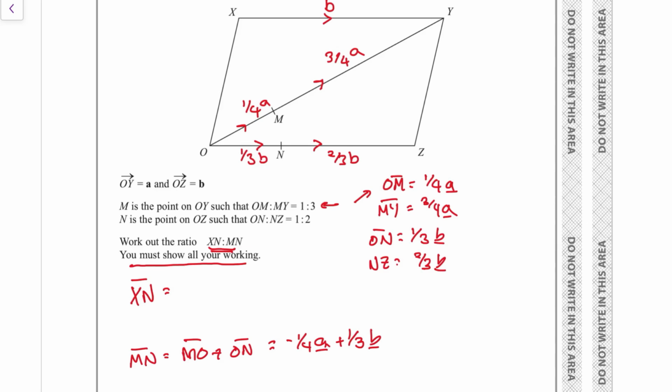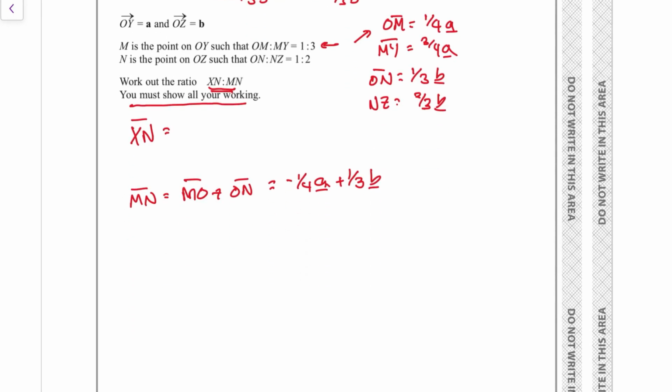Now, X to N is an interesting one, because X to N, I'm going to do it and highlight it down here. I'm going to go down here, I'm going to go across here. But I can't do that because I don't know what O to X is. So I'm going to have to work that out first. So I'm going to work out O to X. I'm going to do it in a different colour, which just means it's slightly easier to follow what I'm doing. So I'm going to do this down here.